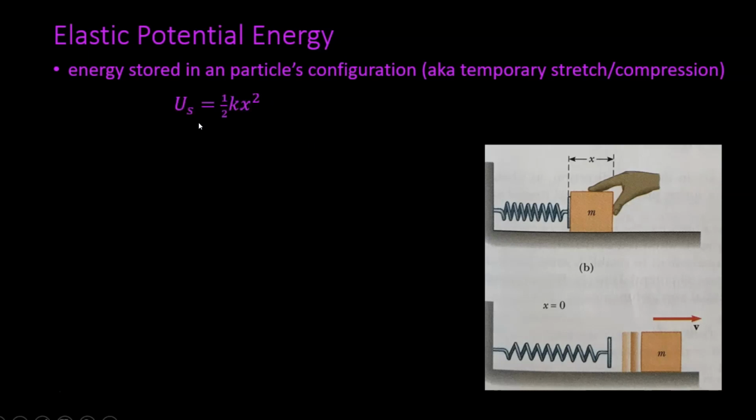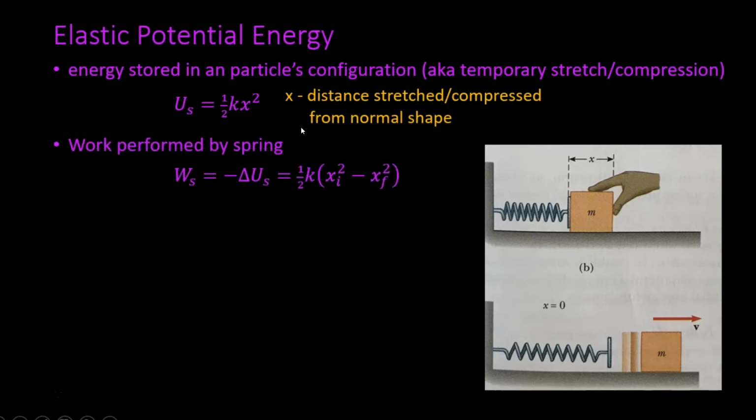This is our equation for calculating the elastic potential energy. It's 1/2 times K times X squared, where K is the spring constant, keeping in mind that stiffer springs will have higher spring constants, and X is the distance of stretch or compression beyond the normal shape. We often call this normal shape the equilibrium position.